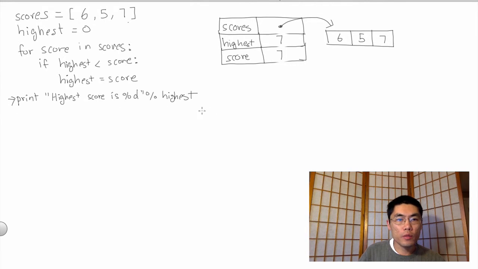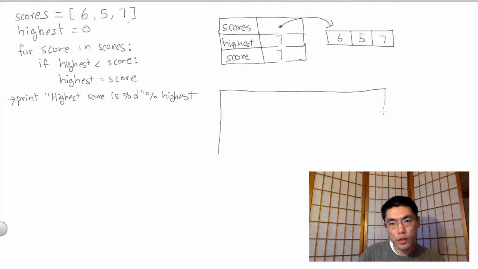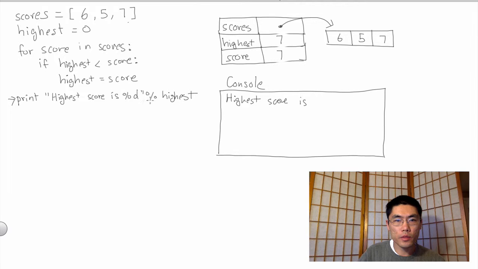And the next statement prints out something to the console. So I'm going to create an area here for the console, and that's going to say highest score is, and that's going to substitute the highest value for the %d here, and the highest value is 7. So that's it. That's how you evaluate a program by hand.